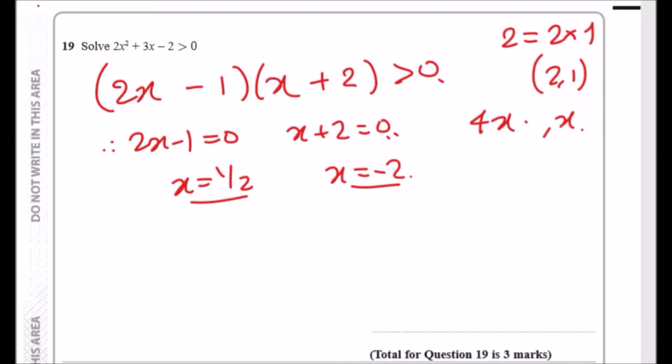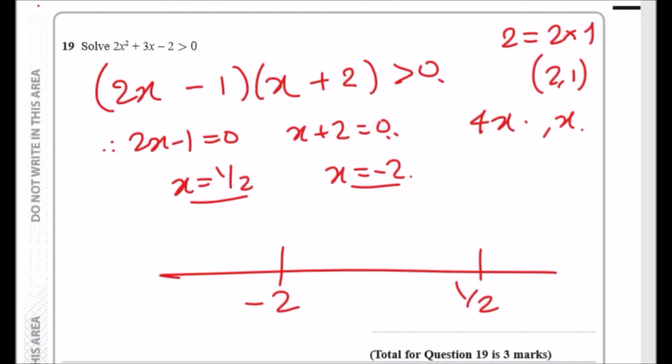Now, we need to determine what x values around these points make the solution positive. So to do that, just draw a number line, put this value minus 2 here, and the value of half there. Now, this is a really cool method. All you have to do is pick some points between these two values, behind minus 2 and greater than half, and see if the answer is positive.